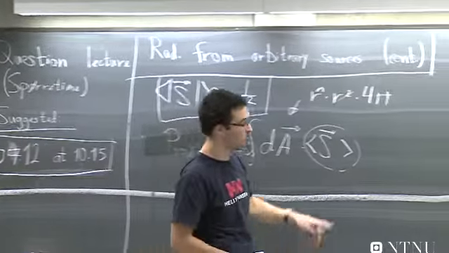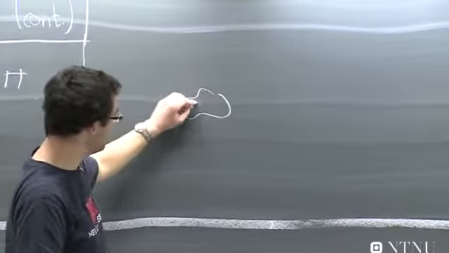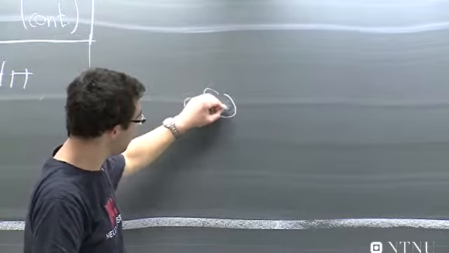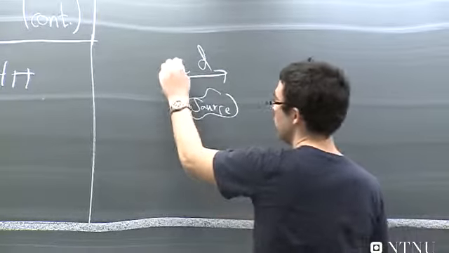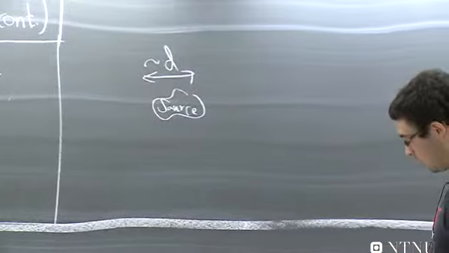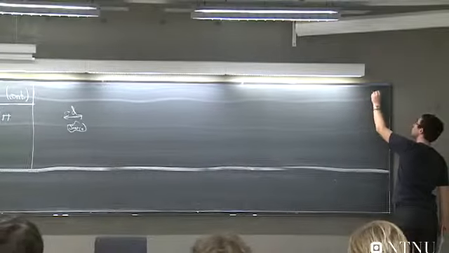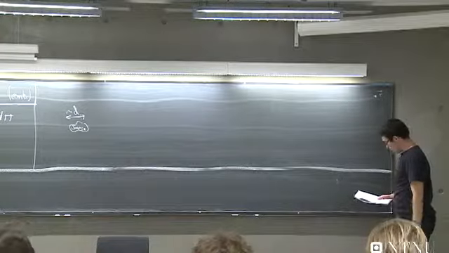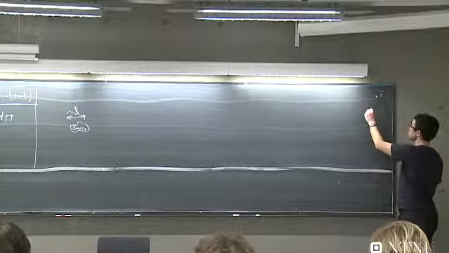Okay, and the geometry we were interested in was the following. We have some source, which has a length scale of roughly d, and we're interested in some point, let's say over here, which is far away, at r vector, and this is in the radiation zone.